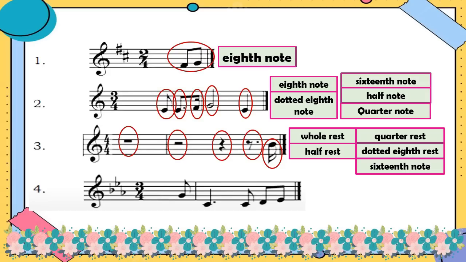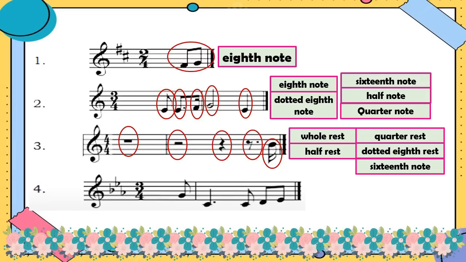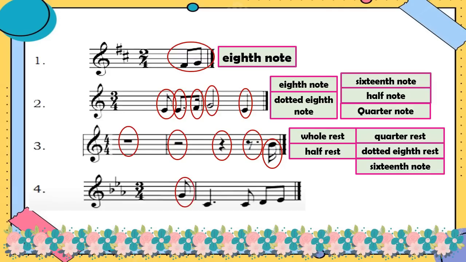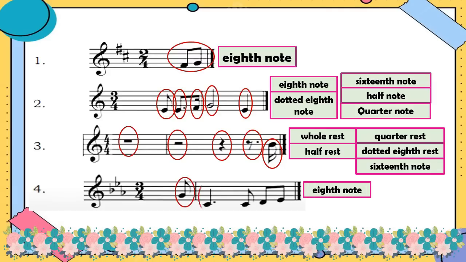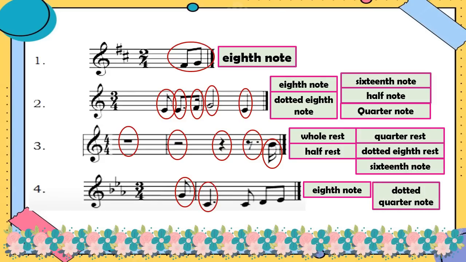Number 4. What kind of notes are the following? Very good. This note is eighth note. This note is dotted quarter note.